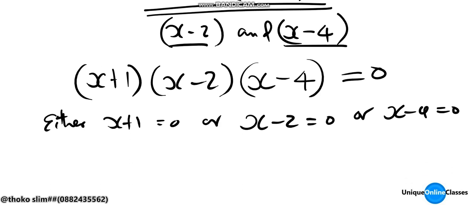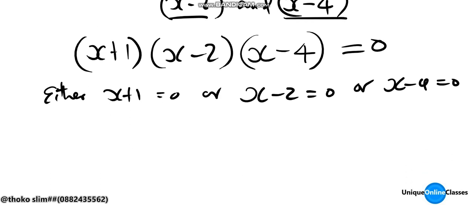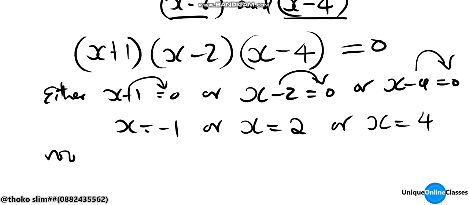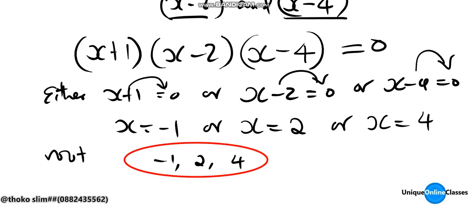To find the roots, it's just a matter of making x the subject of the formula. So x is equal to negative 1, or x is equal to positive 2, or x is equal to positive 4. So the roots of the polynomial are negative 1, positive 2, and positive 4. That should be our answer.